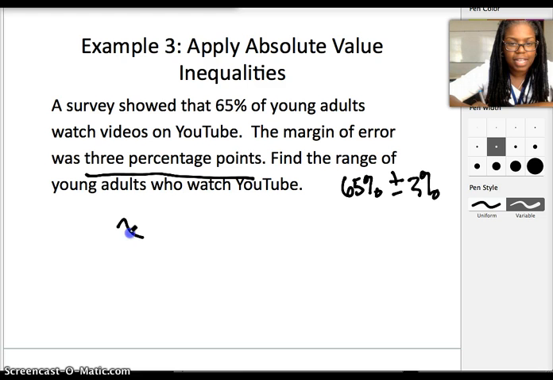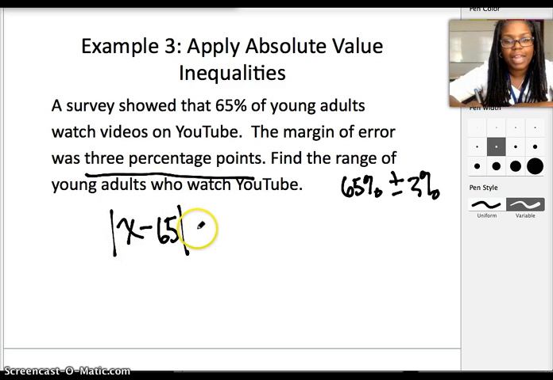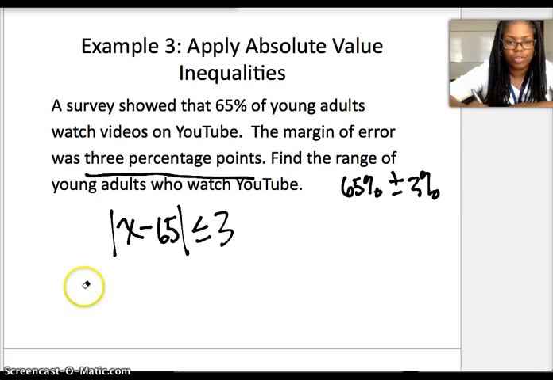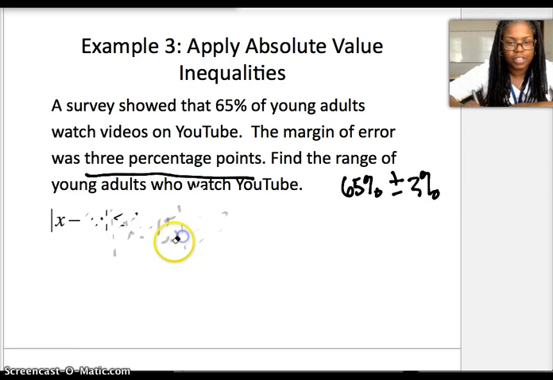Here's what we're thinking about. The difference, x, between the actual number. So if we think about the actual number of young adults who watch YouTube, if I find the positive difference between the two, what is this information telling me? It's telling me that the margin of error is within this 3 points. So it has to be less than or equal to 3. And that's what that equation was that you saw before, right? So that's what I was trying to hide.